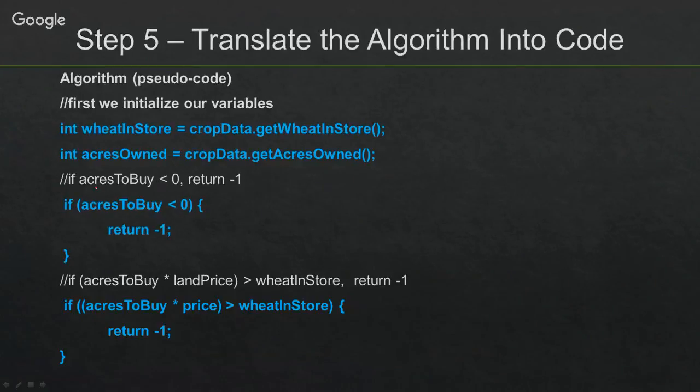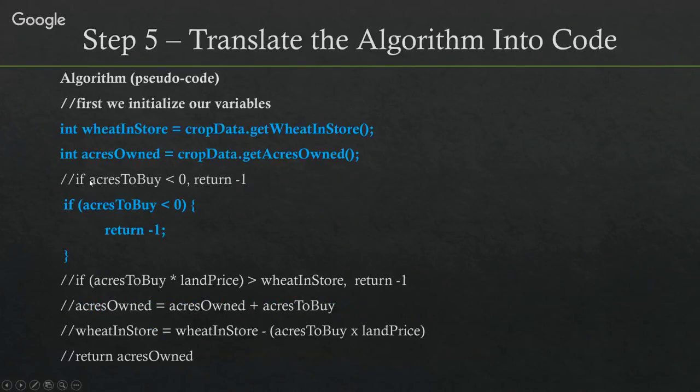That's fine. Acres to buy. So then we take our pseudocode. If our acres to buy is less than 0, we want to return a value of -1. So we write an if statement. If acres to buy is less than 0, then if that is true, it executes the code within these curly braces, and so we return a -1.